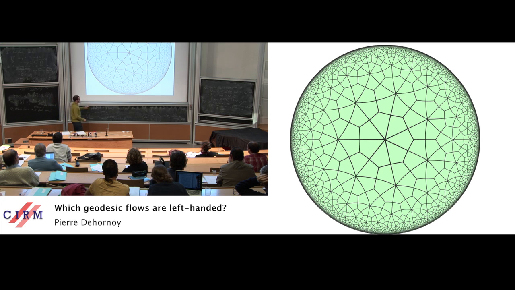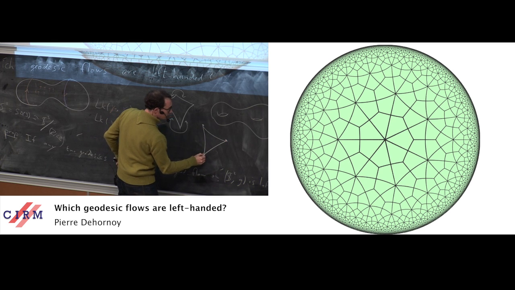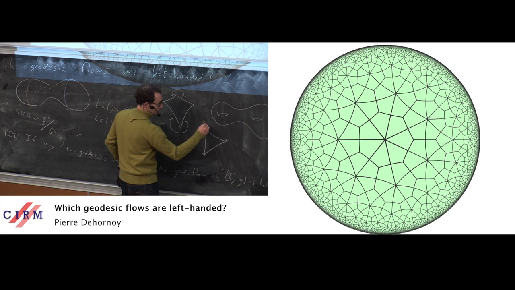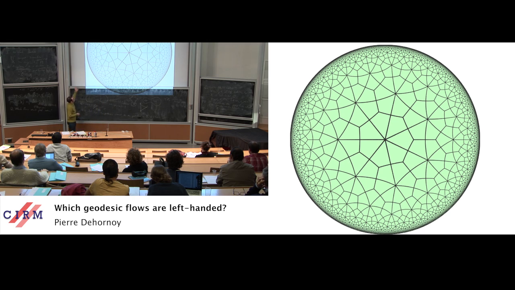So you are just taking this rhombus here, and you identified this side here and this side here. So what you get is actually a sphere with 3 conic points of order 2, 3, and 7. So here, if we take the hyperbolic plane with this tessellation, and we mod out by the symmetry group, what we obtain is an orbifold with 3 singular points.